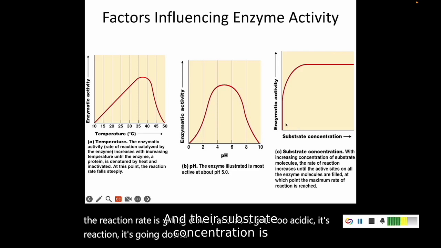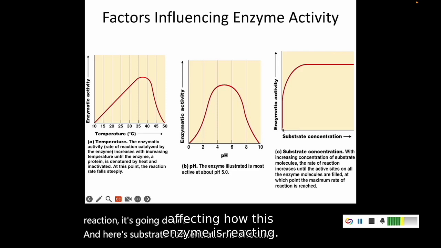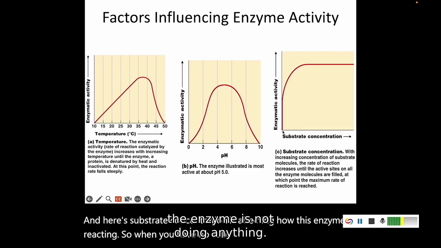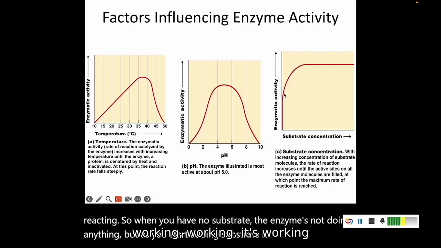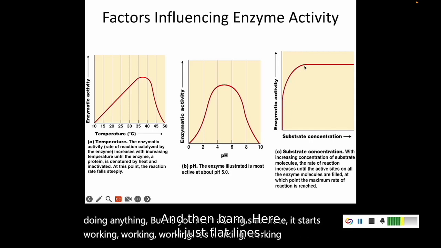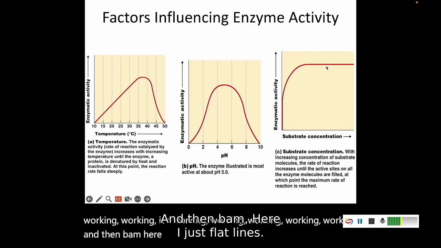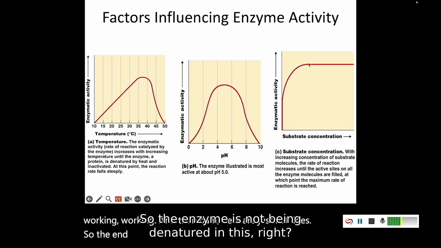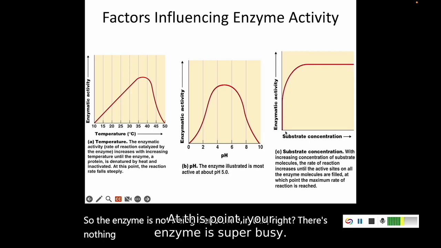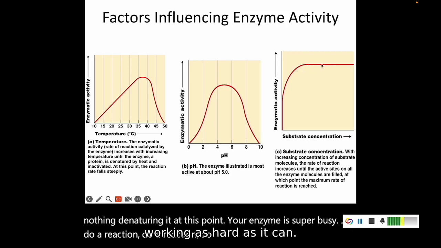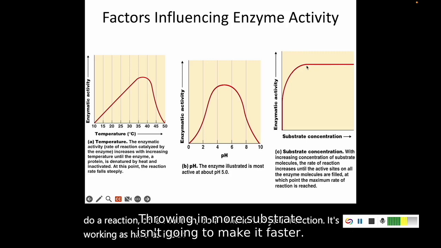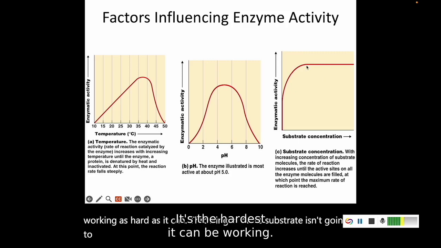And here substrate concentration is affecting how this enzyme is reacting. So when you have no substrate, the enzyme's not doing anything. But as you start adding substrate, it starts working. It's working, and then bam, here are just flat lines. So the enzyme is not being denatured in this, right? There's nothing denaturing it. At this point, your enzyme is super busy. Just doing a reaction. It's working as hard as it can. Throwing in more substrate isn't going to make it faster. It's the hardest it can be working.